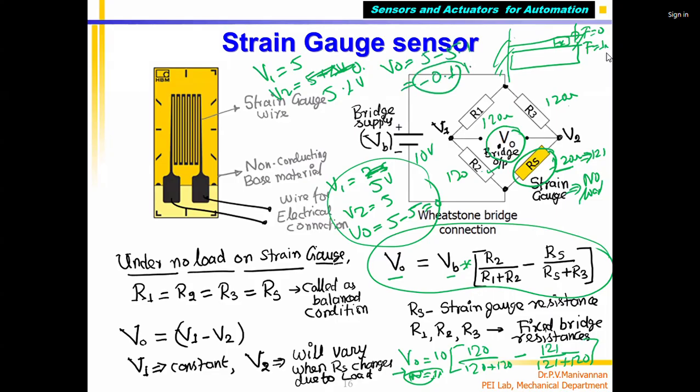The minus 0.1 volt is proportional to the force applied. Like this, if you apply different forces, you will get different voltage V0. Because this alone is changing, correct? Strain gauge resistance alone is changing. Other three resistances are fixed. This is how you measure the force applied. So this is called a strain gauge sensor. You can apply force and get it. Any doubt?